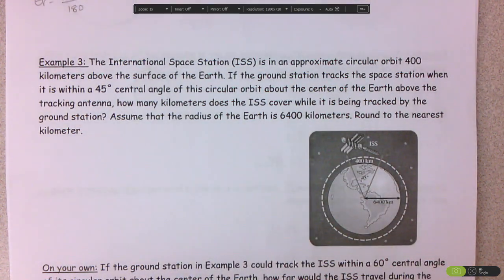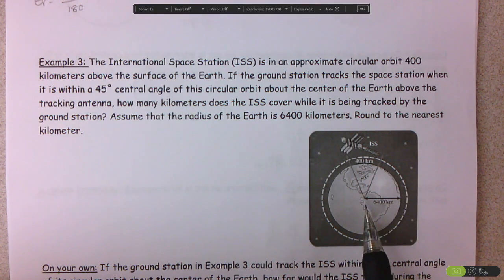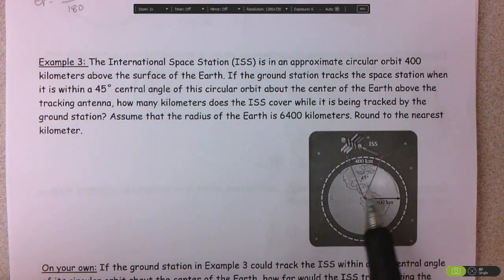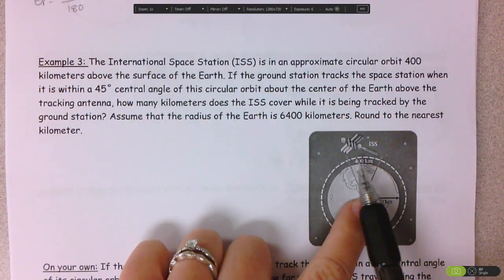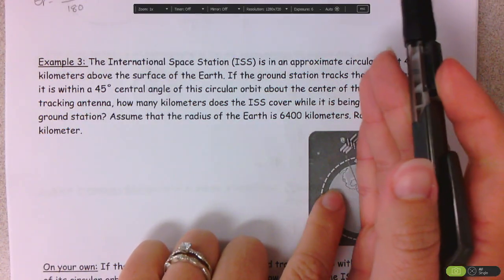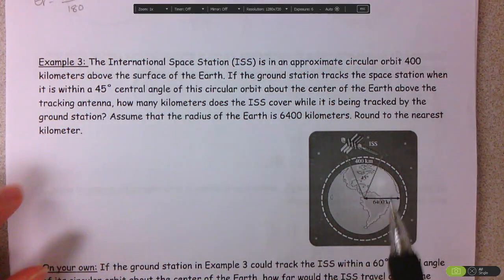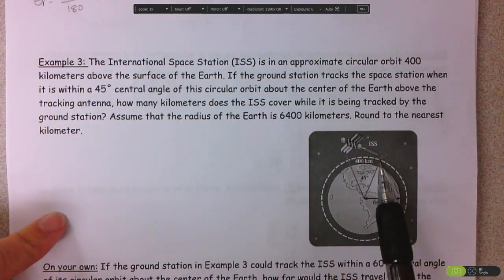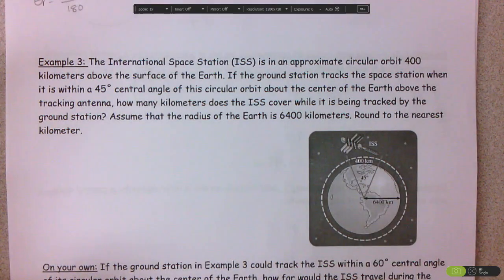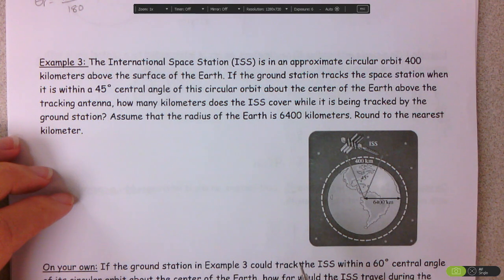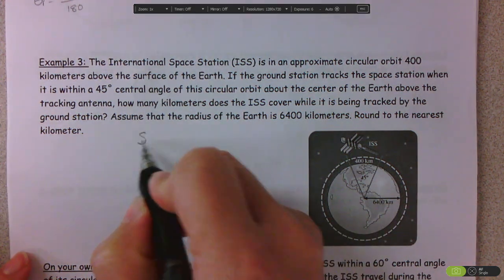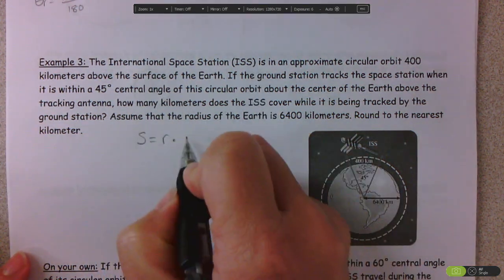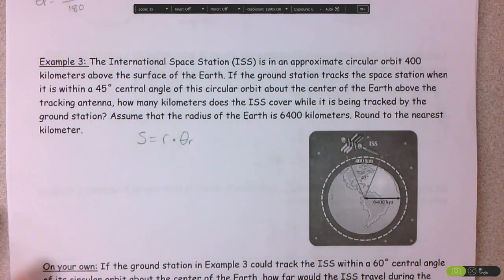So we have the International Space Station. It's orbiting the Earth, and it's 400 kilometers above the Earth's surface. There's a station on the ground which tracks the ISS, and it's going to track it for 45 degrees. So as it's traveling around the Earth, the satellite's tracking it for 45 degrees, and we want to know how far it traveled. So we're looking for this arc length for how far the International Space Station traveled. Again, our formula is just the radius times the angle in radians.